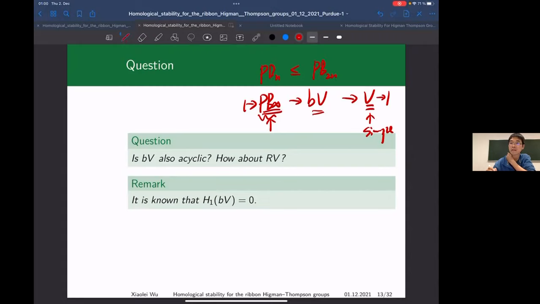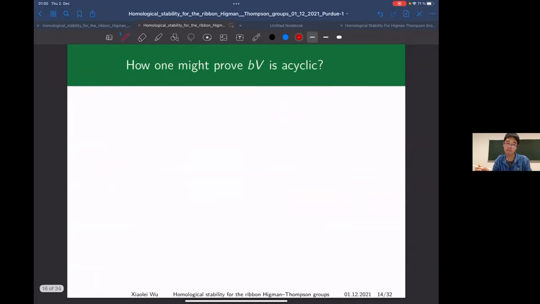So how might one prove BV is acyclic? The idea is we can run exactly the same machinery as Lacanois and Szymik did. So the first step would be to prove a homology stability argument. And that turns out to be not easy because, think about how you prove the braid group satisfies homology stability. You use the fact that the braid group is a mapping class group of a disk with n marked points, and then use some surface topology to show some complex is highly connected.